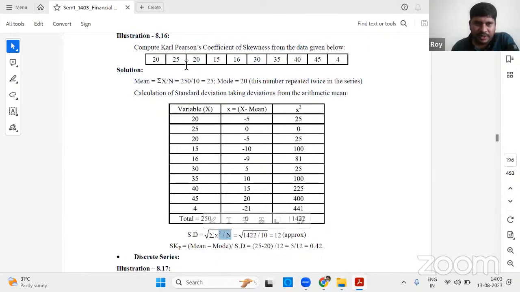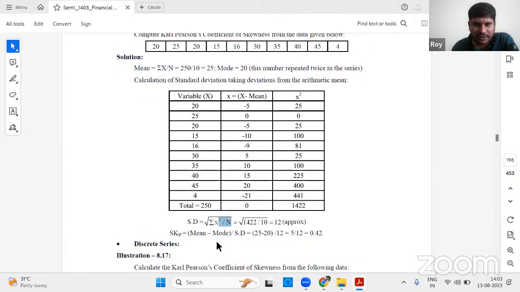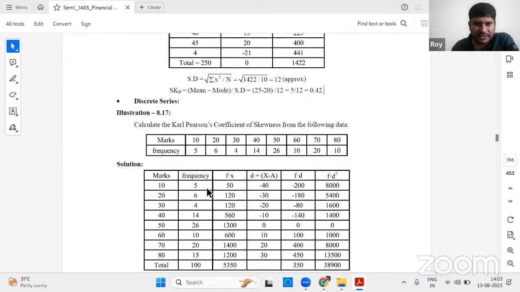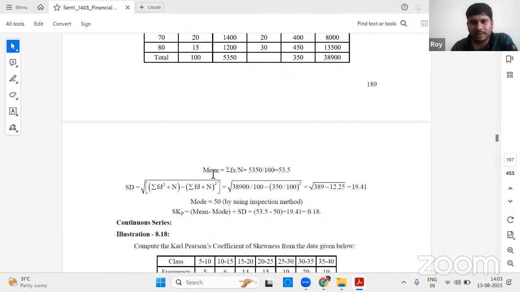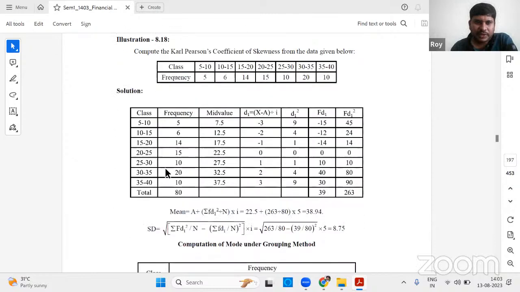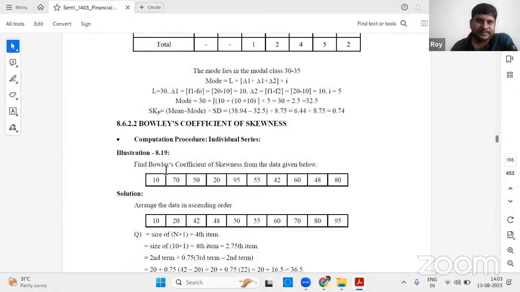Now SKP, Karl Pearson coefficient of skewness. How do we get it? Mean minus mode divided by SD. We know the mean, we know the mode, and dividing by 12 you will get this. For a discrete series there are different formulas, with columns f, x, x minus A, f d, f d square, and then you apply this formula for SD. Mean minus mode divided by SD gives the coefficient of skewness. The continuous series will also be different.